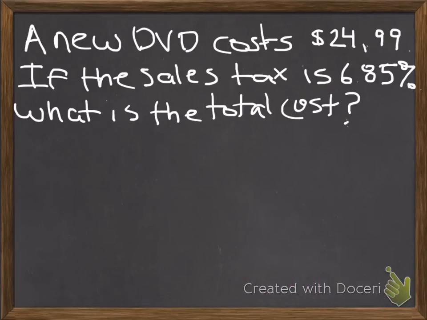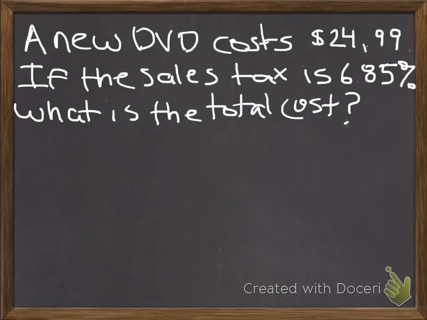Now we're going to do another word problem, and you can notice here that with these word problems we're going to be using the ratio for percent of change. So this one says a new DVD costs $24.99. If the sales tax is 6.85%, what is the total cost? Quite frankly, I would say using the percent of change ratio here is actually a little harder than the method that I'm going to teach you now.